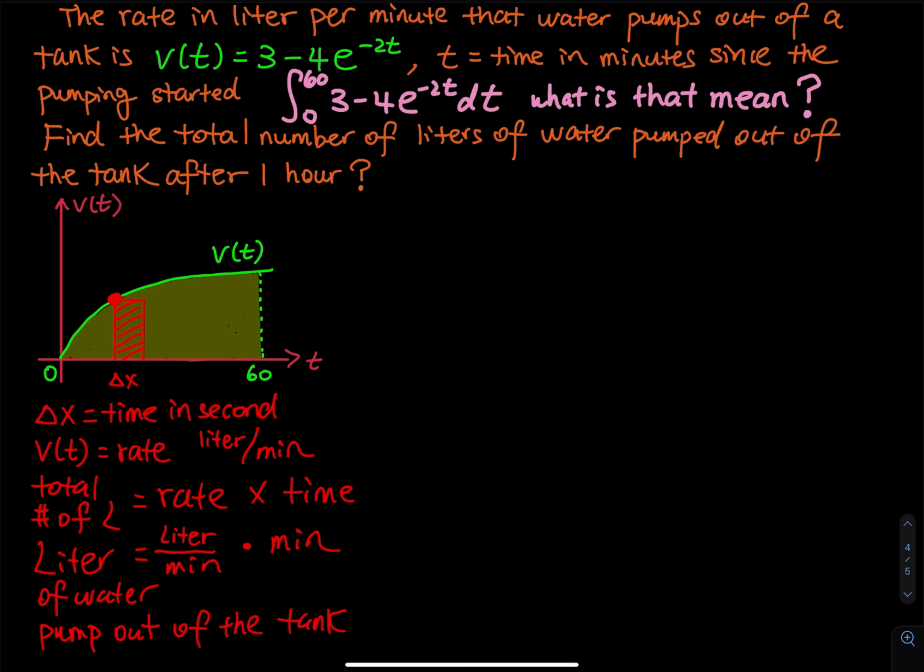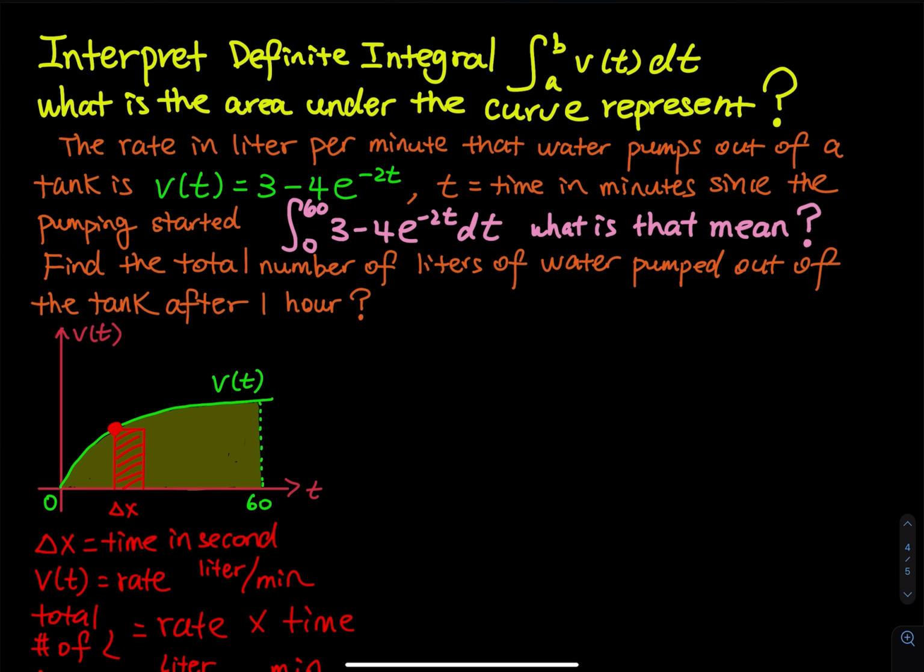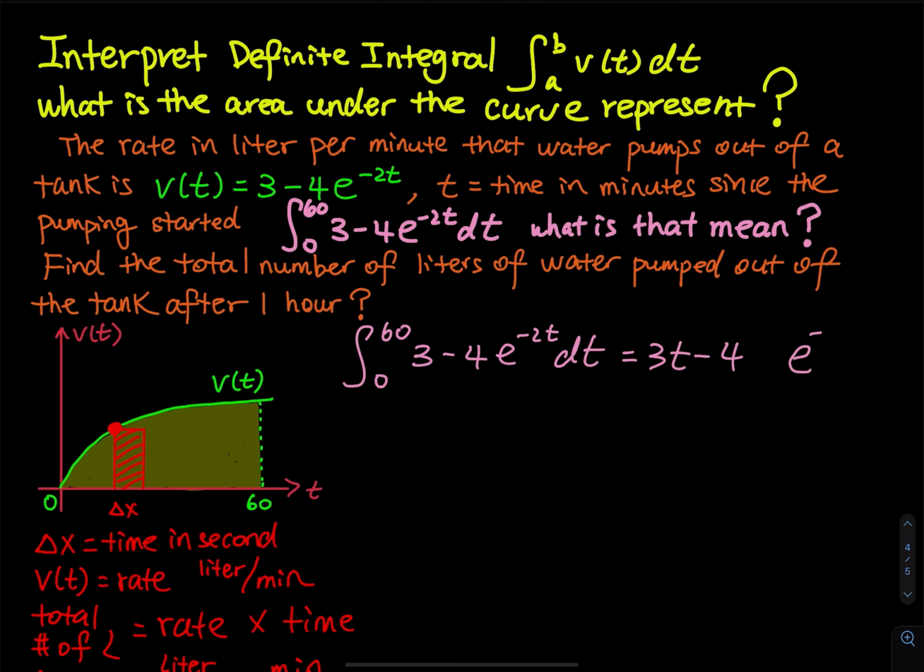All right, then we solve the problem. The problem is 60 minutes, right? Then we do this integral. So we have an integral from 0 to 60 of 3 minus 4e^(-2t) dt. The integral of 3 is 3t. And for the 4, the integral of e to the anything is e to the anything, right? So this is e^(-2t).